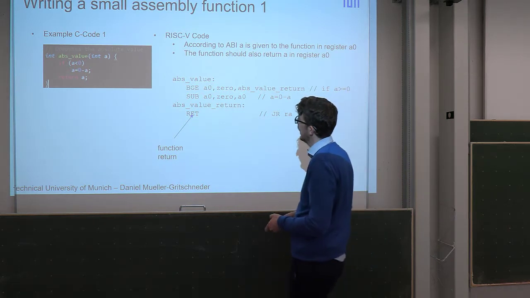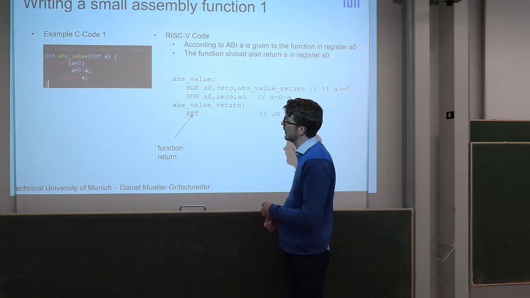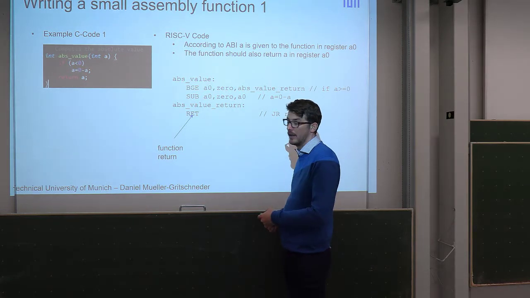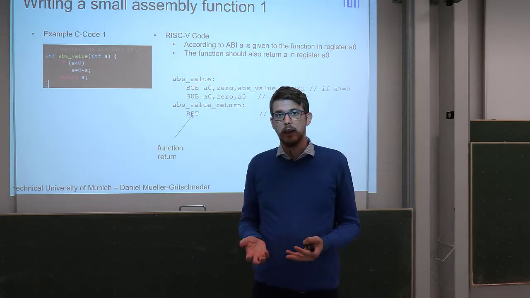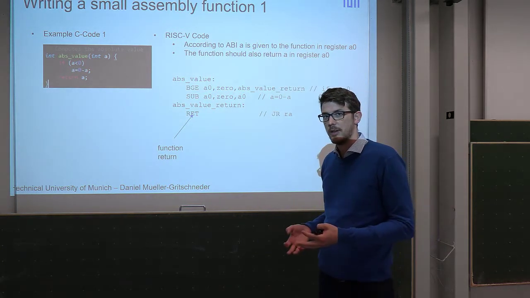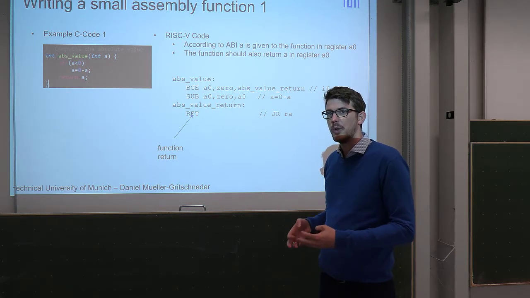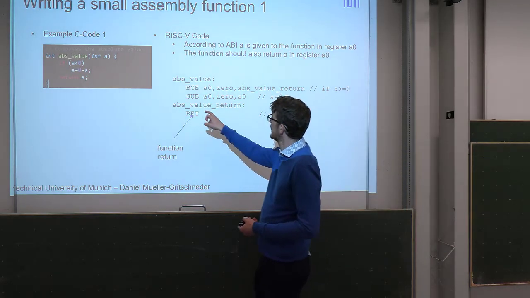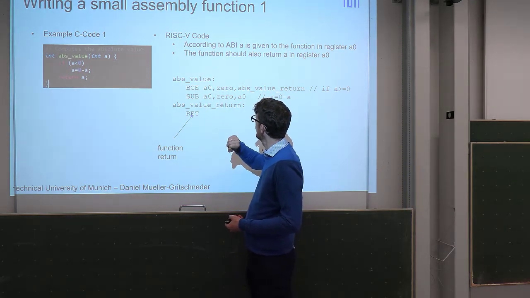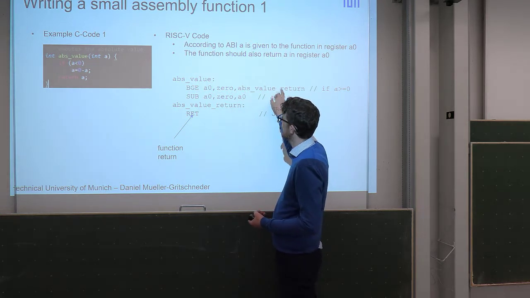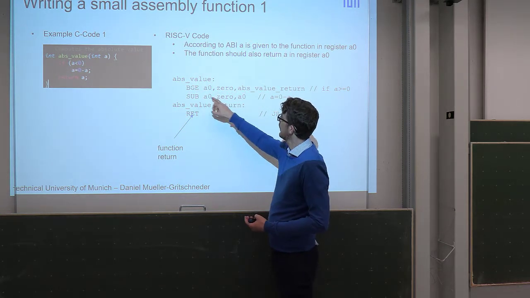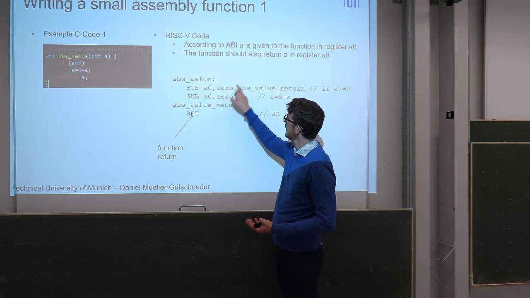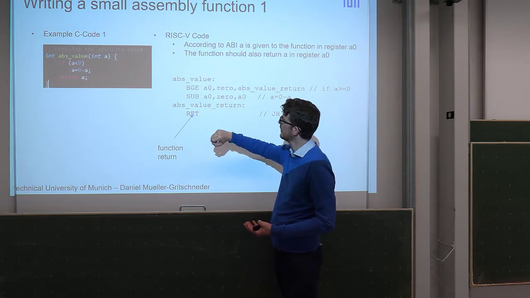Then we have to find out if a is greater or smaller than 0. If a is smaller than 0, we want to do this operation. So we can turn this around and say when a is larger or equal to 0, we don't want to do anything, only when it's smaller. If it's greater or equal to 0, we would just return, as there's nothing to be done. So if A0, which holds a, is greater than or equal to 0, we just right away jump to the return.